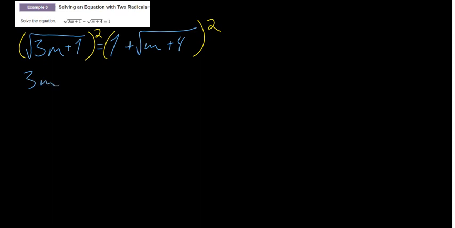Is equal to 1 plus the square root of m plus 4. Anyways, we need to square both sides. Okay. So the left side, well, that's pretty easy. The whole point of that, right?